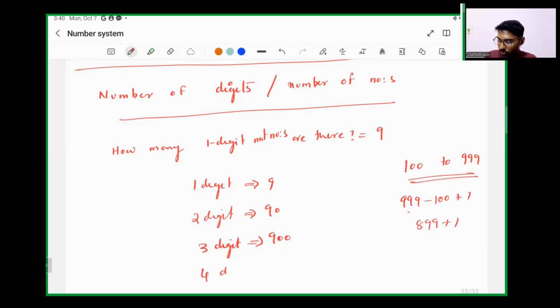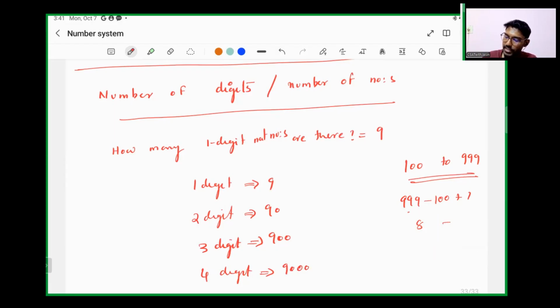So in this way, how many four-digit numbers will be there? Four-digit means it's starting from 1000 and the largest four-digit is 9999. How many will be there? So you can see a pattern, right? 9, 90, 900. So it will be 9000. So there will be 9000 four-digit numbers. So this is how it's going.